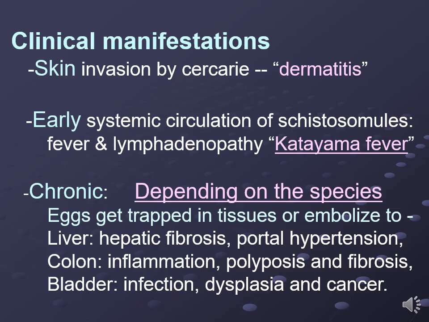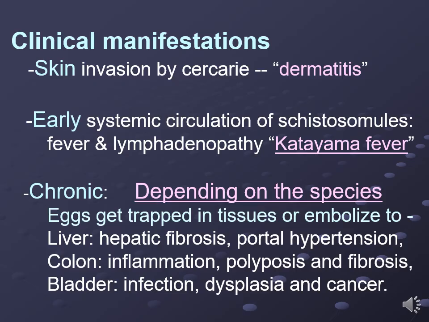Early systemic circulation of the schistosomules occurs during the time of the maturation of the parasite, while it is still enlarging and maturing before it's deposited in the veins where its destination is. The patient would have fever and lymphadenopathy, or enlargement of the lymph nodes, and this phase is referred to as Katayama fever. Dr. Katayama from Japan described that.